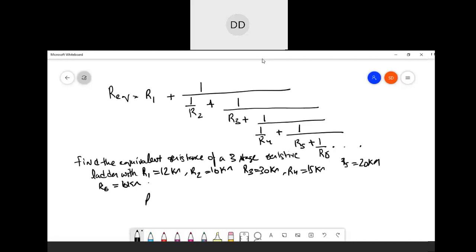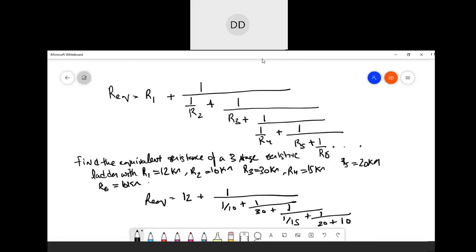Now if you want to find the R equivalent, straight away 12 plus 1 divided by 1 by 10 plus 1 divided by 30 plus 1 divided by 1 by 15 plus 1 divided by 20 plus 1 divided by 1 by 10, which would be 10 again, and this whole network is 20 kilo ohm.